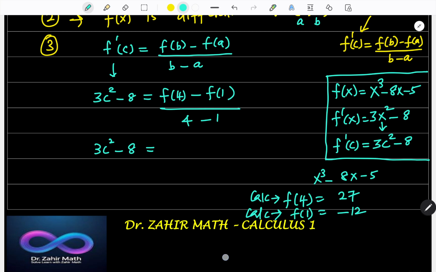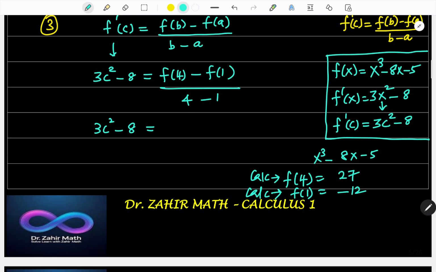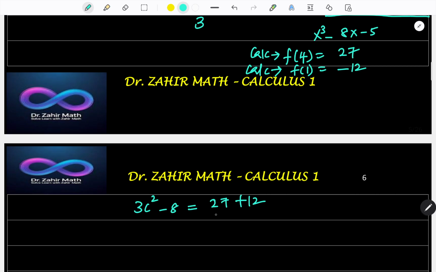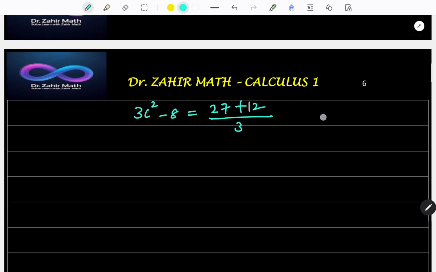So minus 12. So 3c square. So f of 4, which is 27, minus minus 12, divided by 4 minus 1, which is 3. So slowly we will simplify. 3c square minus 8 equals 27 plus 12, divided by 3. Okay, 27 plus 12.